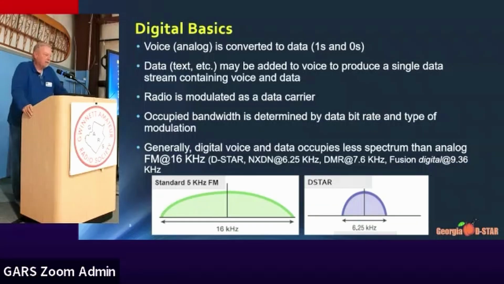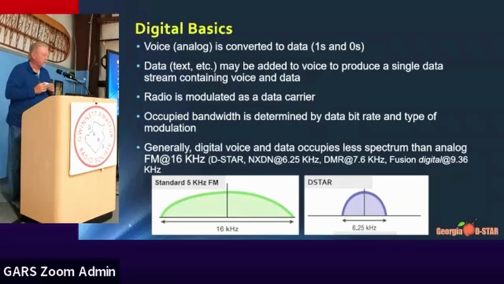Now the occupied bandwidth. Let's talk about that. Do you understand what occupied bandwidth is? How much space does this signal take up on the spectrum itself? And that's determined by a couple of factors. One of them is the data rate that you're using. The higher the data rate, the wider the signal. And then also the type of modulation. Different modulation schemes have different bandwidths.